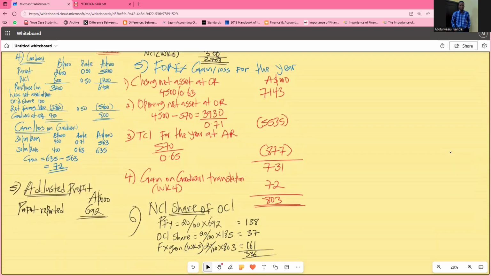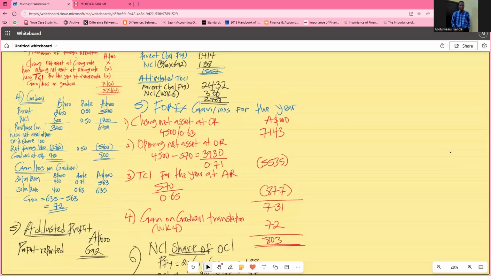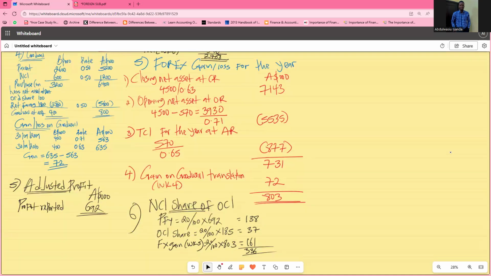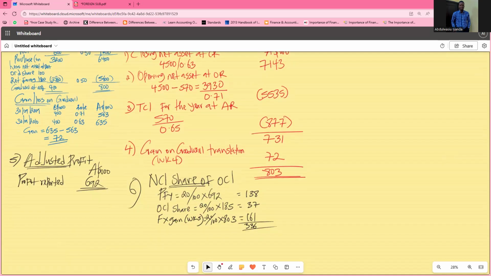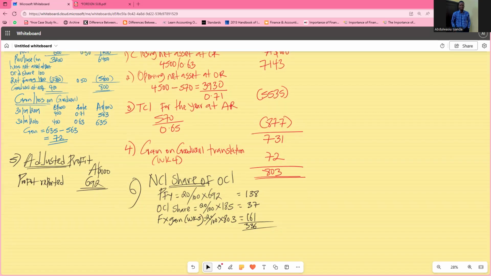Then your working 5 is your adjusted profit. So study the format of adjusted profit in your P&L like you have before. Then the last working is to do your NCI share of OCI. I think there's a mistake somewhere. I said profit for the year. Okay, it's cool. So you do the 20% of the adjusted profit.